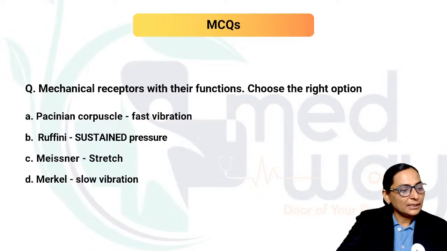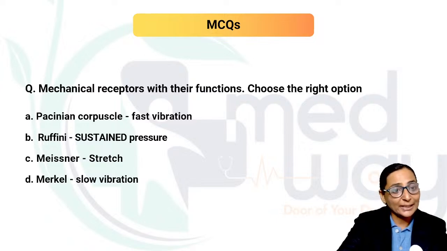Next, again a question on receptors with the correct matching. So receptors, whether it is endocrine, whether it is special senses, whether it is cutaneous, are one of the high yield areas. Mechanical receptors and their function, and choose the correct option. Pacinian corpuscles, fast vibration. Ruffini's, sustained pressure. Meissner's, stretch, or Merkel's, slow vibration.